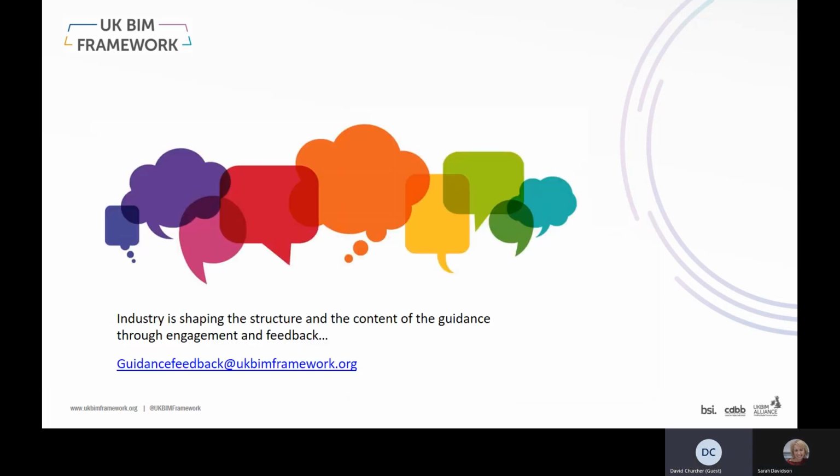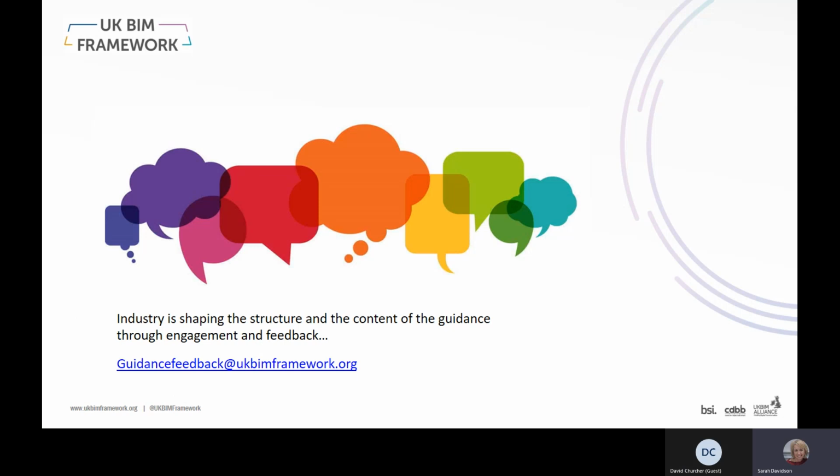The guidance was first published in April 2019 in the form of concepts guidance. Part 2 guidance followed in July and has been subject to update and expansion every quarter since then. We welcome and encourage feedback from the whole community, as this is fundamental to shaping the direction of the guidance. So if you have feedback on the guidance, please do email us on guidancefeedback@ukbimframework.org.